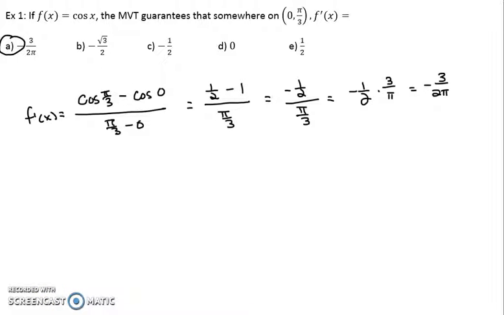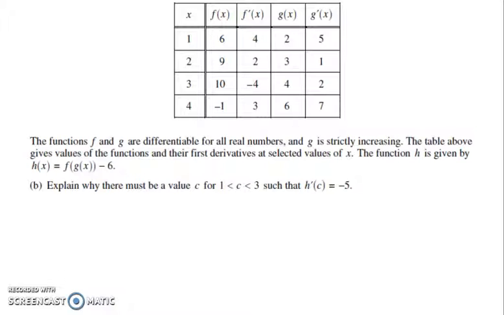So you're more than likely going to see MVT on a free response question. So here's one way that it could show up. The functions f and g are differentiable for all real numbers and g is strictly increasing. The table above gives values of the functions and their first derivatives at selected values of x. The function h is given by h of x is f of g of x minus 6.